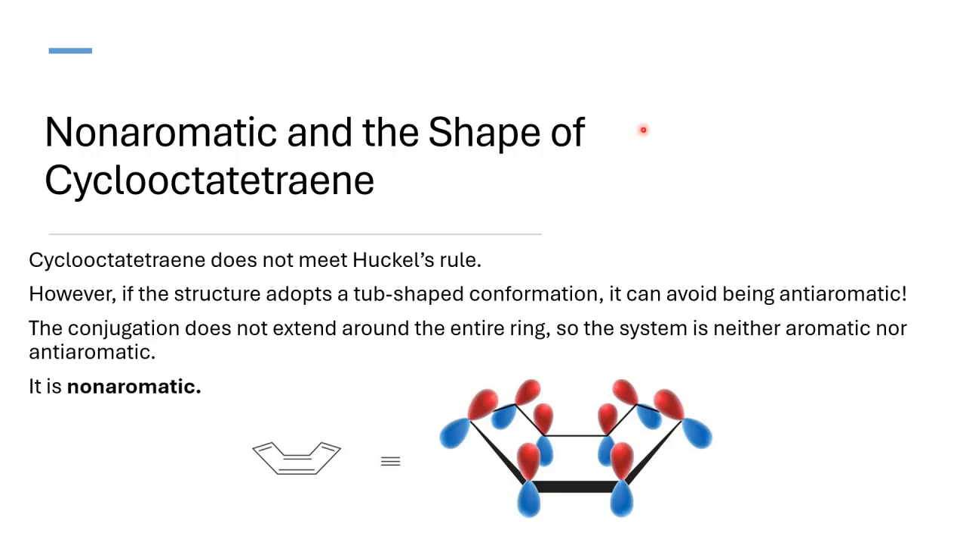A compound may be aromatic, anti-aromatic, or non-aromatic. Non-aromatic compounds do not have the instability of anti-aromatic ones. Let's go ahead and consider a compound, cyclooctatetraene, and the shape that it has. Cyclooctatetraene does not meet Huckel's rule. However, if the structure adopts a tub-shaped conformation, it can avoid being anti-aromatic. The conjugation does not extend around the entire ring, it's broken. So the system is neither aromatic nor anti-aromatic. It is non-aromatic.